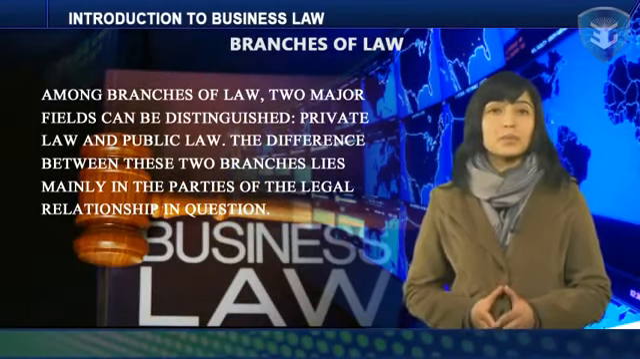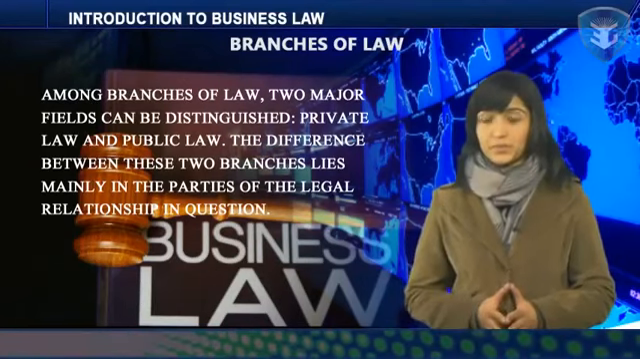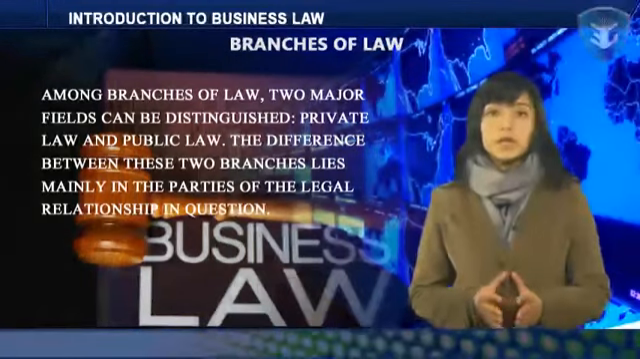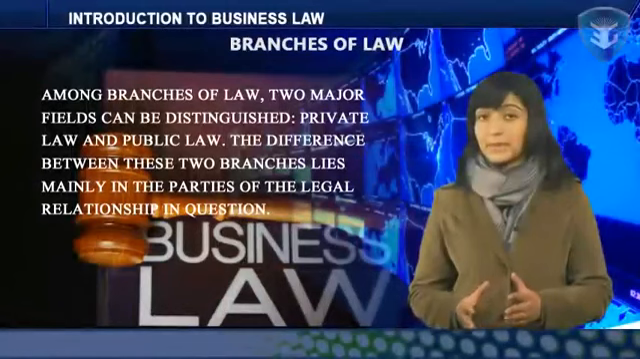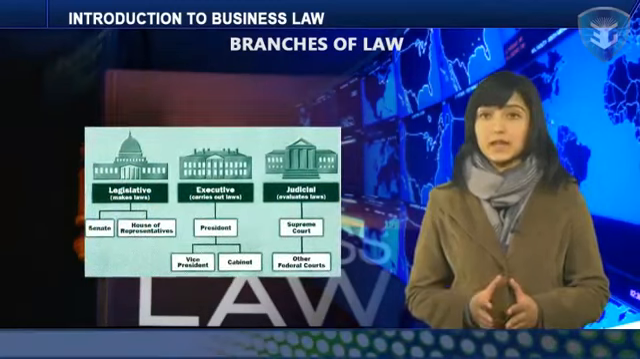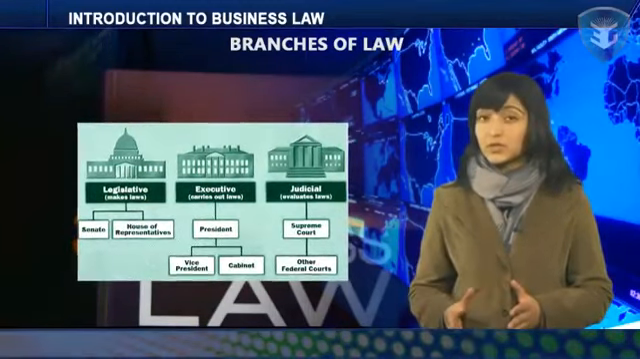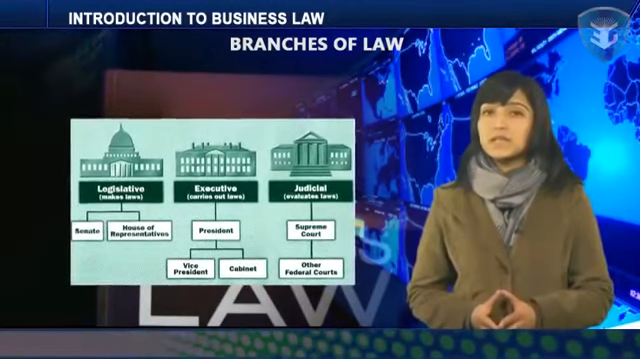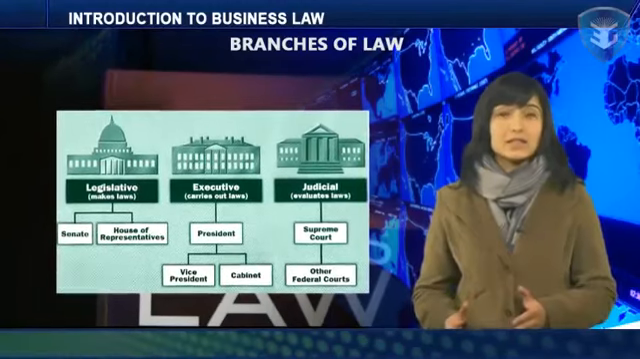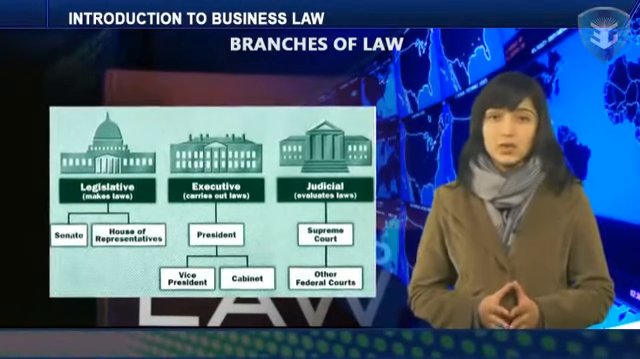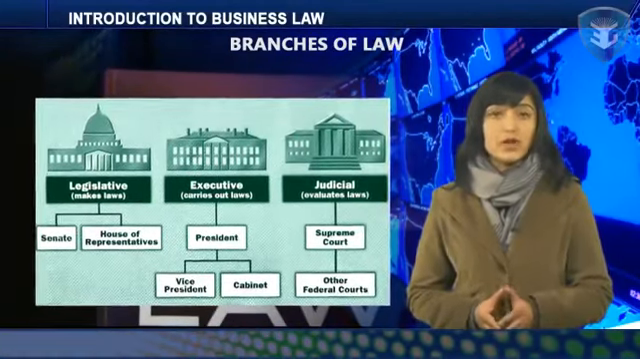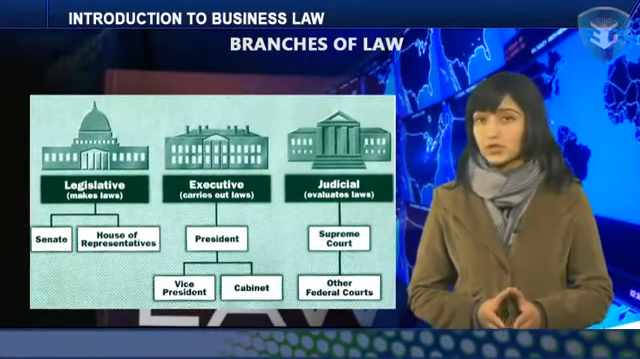Now moving on to the next topic, we will study the branches of law. Among branches of law, two major fields can be distinguished: private law and public law. The difference between these two branches lies mainly in the parties of the legal relationship in question. Private law signifies rules that regulate the relationships between private individuals, subjects of law who are legally speaking in an equal situation. For example, the legal relationship between a buyer and a seller, where both parties have certain rights and obligations. Private law covers civil law, commercial law, international private law, as well as intellectual property such as copyright, patent law.